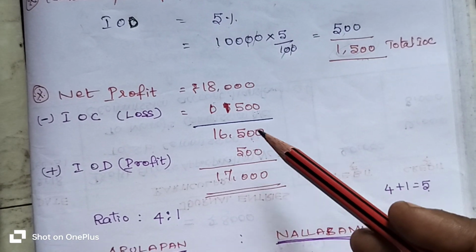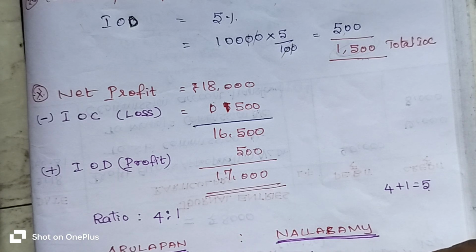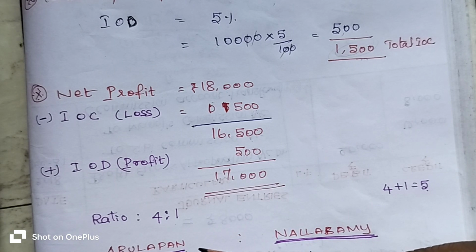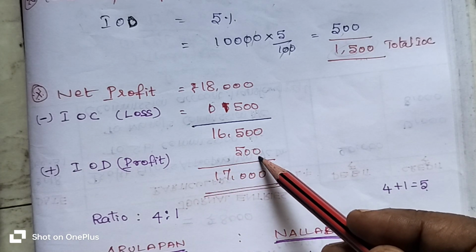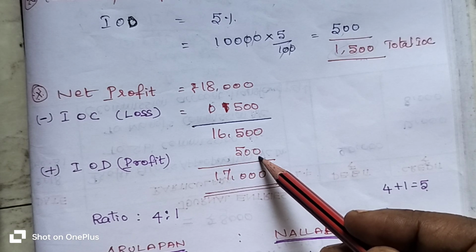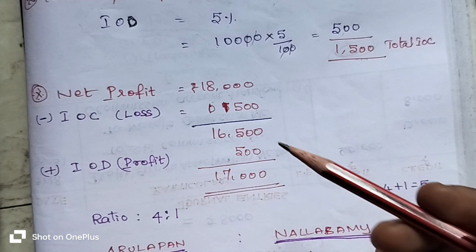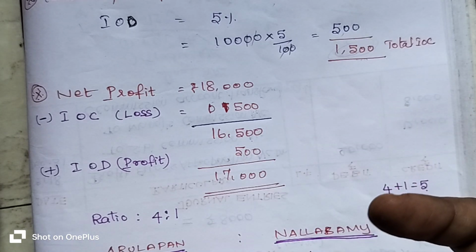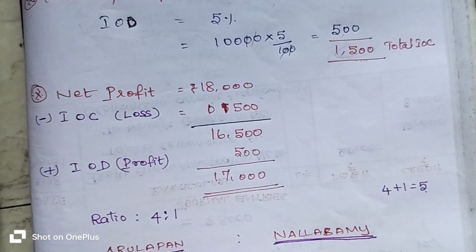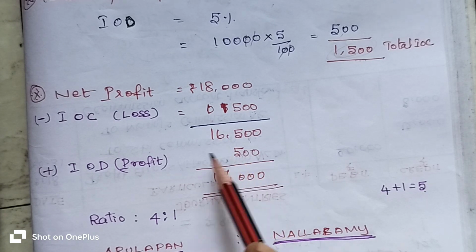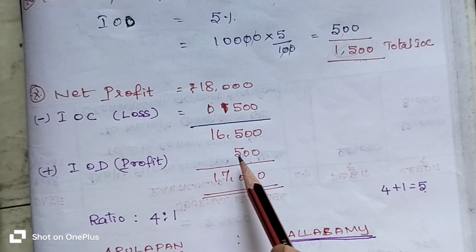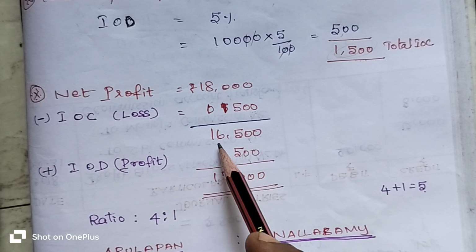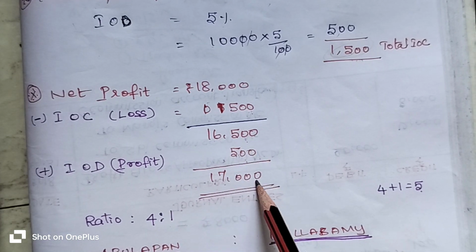Then they have taken drawings of 200 and 500 respectively. They are paying interest on drawings, 500 rupees, to the business. From the business point of view, the interest on drawing is income. It is a profit. Okay, interest on drawing is the profit. So we have to add the interest on drawing to 16,500, and you will get 17,000 rupees.